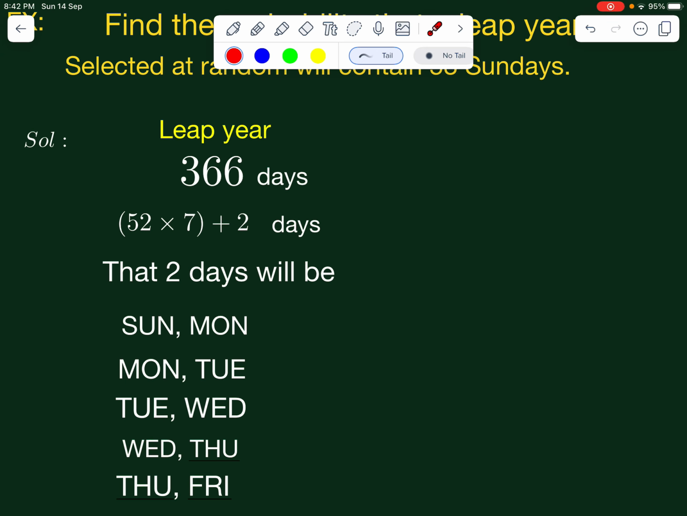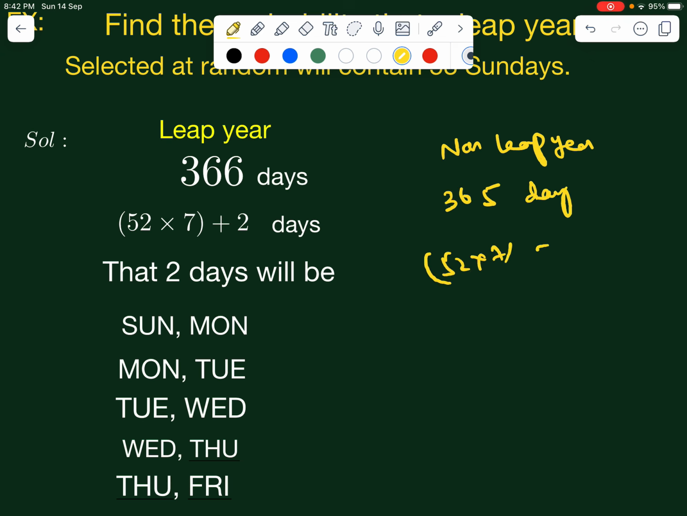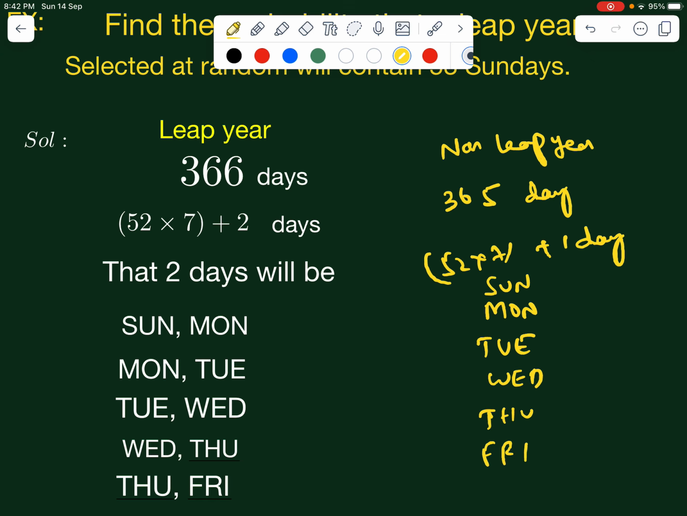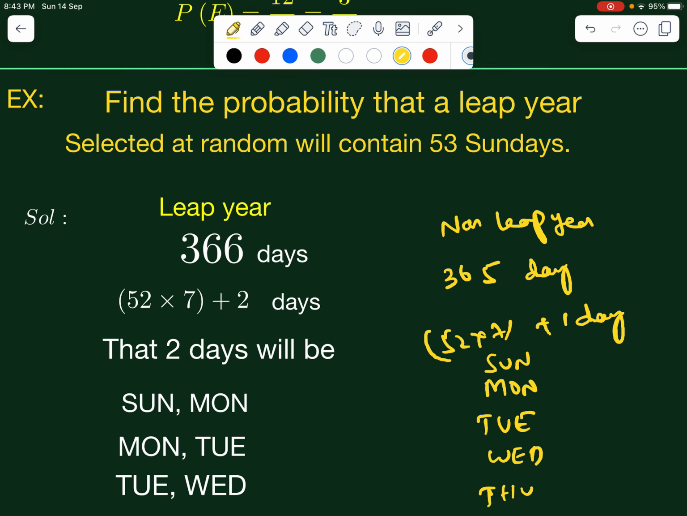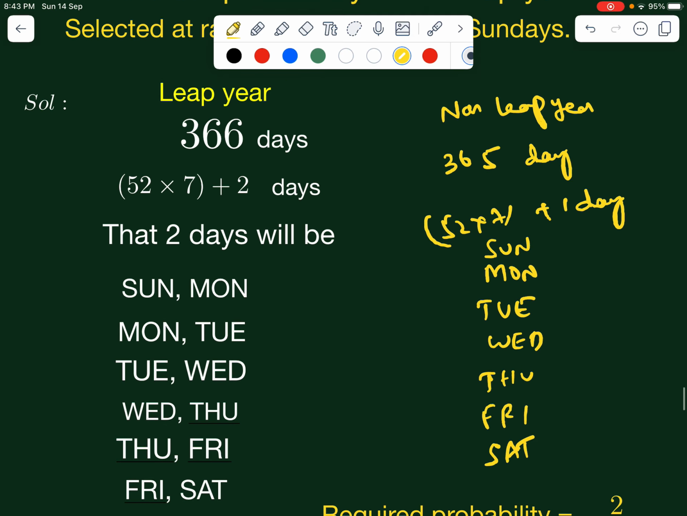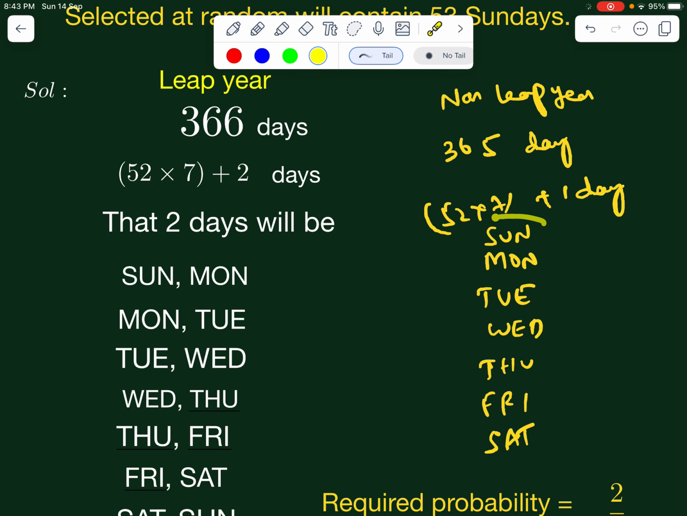Suppose in a non-leap year, 365 days, that is 52 weeks plus 1 day. The 1 day must be Sunday, Monday, Tuesday, Wednesday, Thursday, Friday or Saturday. Suppose the question is: find the probability that a non-leap year selected at random will contain 53 Sundays. The answer is 1 by 7. Okay, this is the answer.